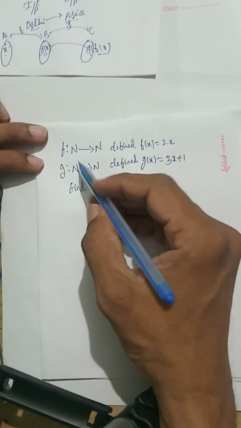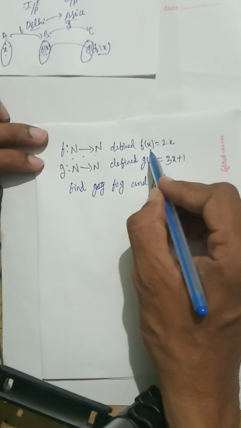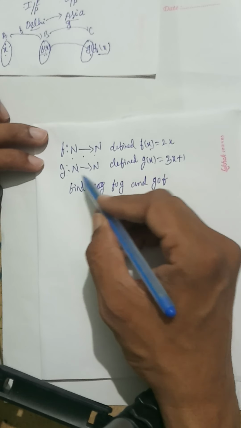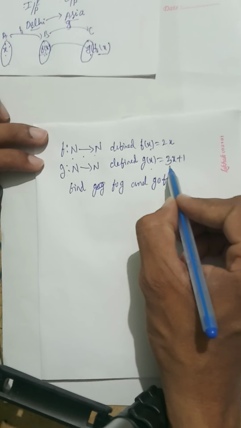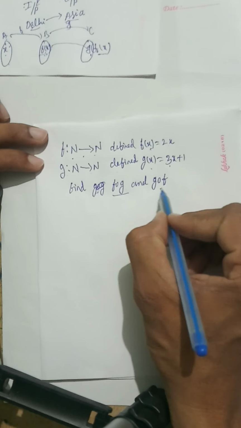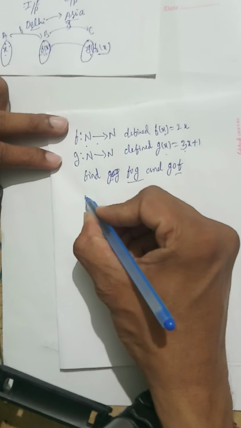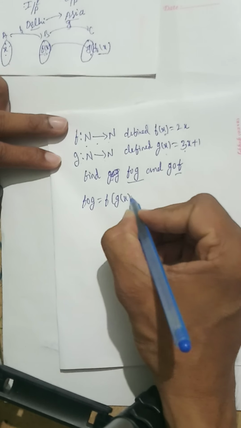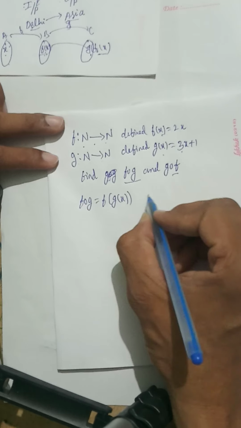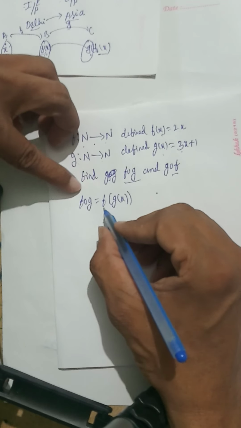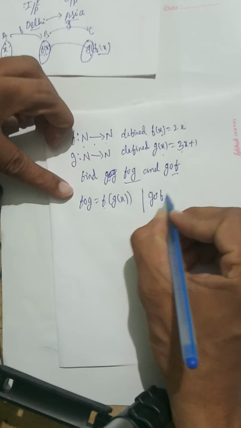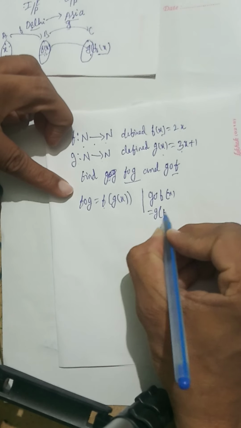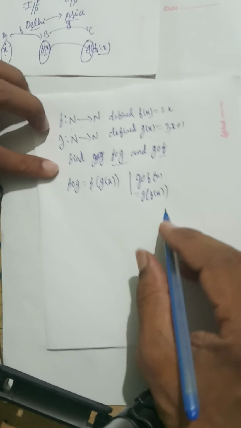See students, the function f from N to N is defined by f of x is equal to 2x, and g is a function from N to N defined by g of x is equal to 3x plus 1. Find the fog function and the gof function. For the fog function, we write it as f of g of x, and the gof function we write as g of f of x.